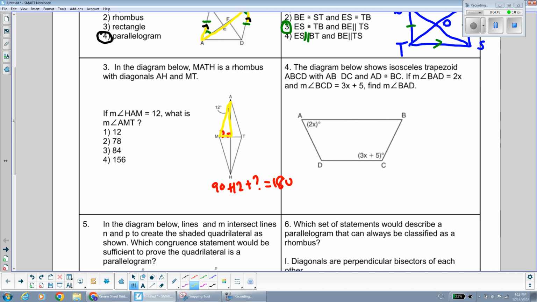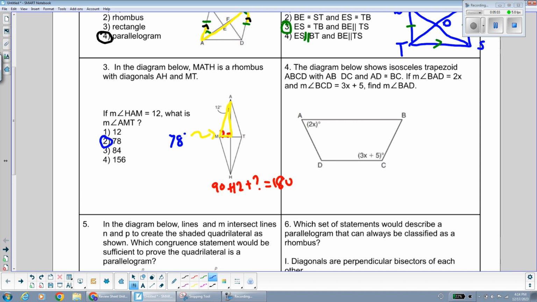So I have 90 plus 12, that is 102. 180 minus 102 is 78 degrees. So the angle that we're looking for, this angle right over here, is 78 degrees.